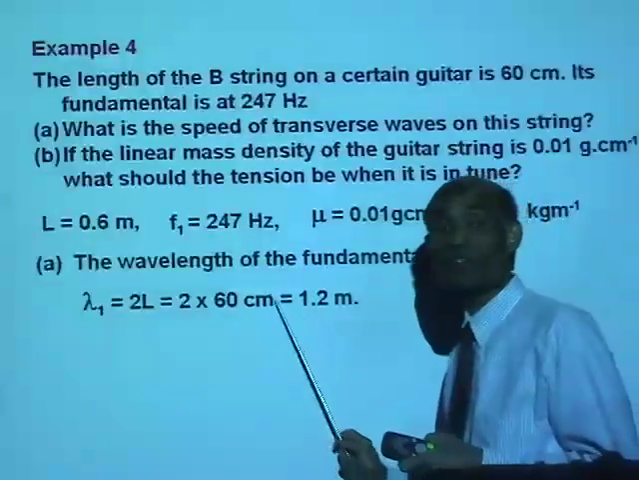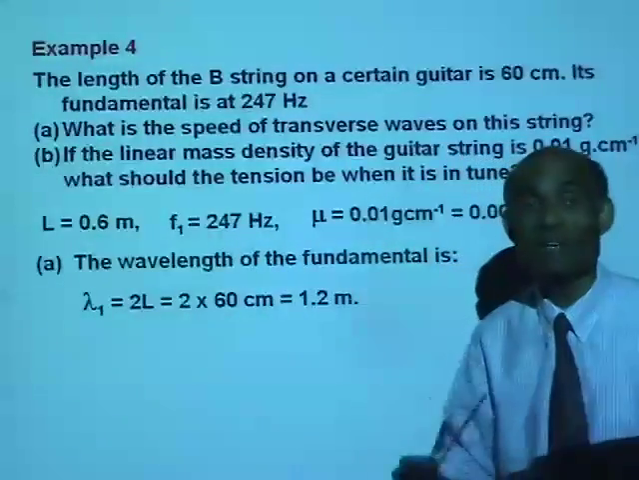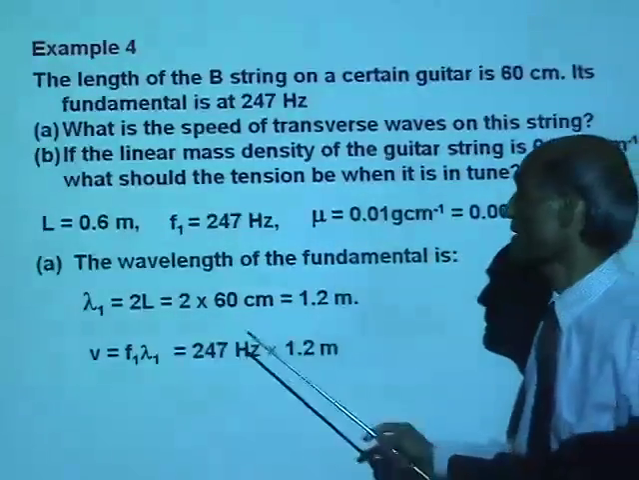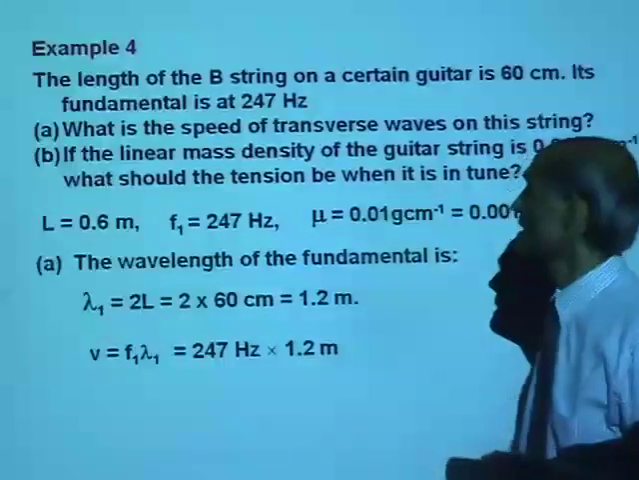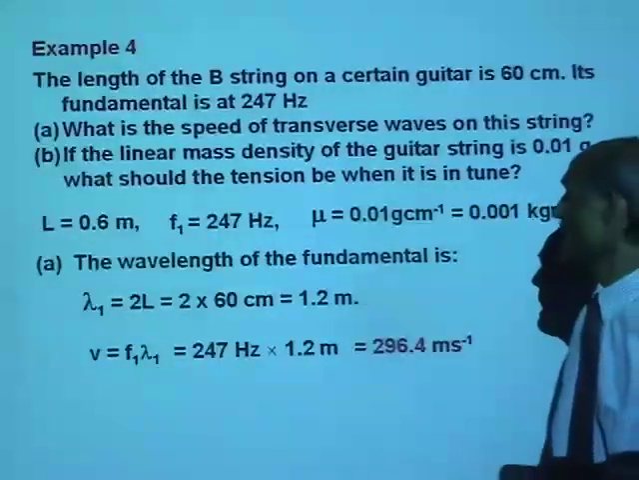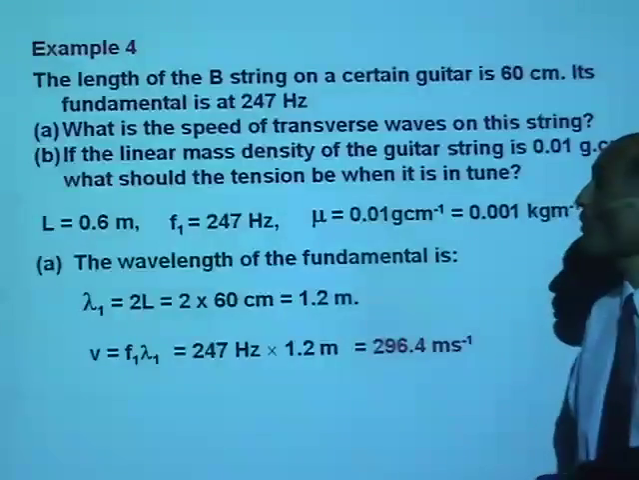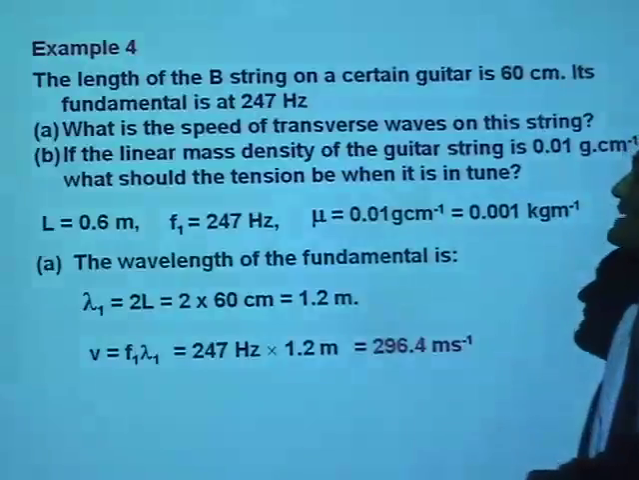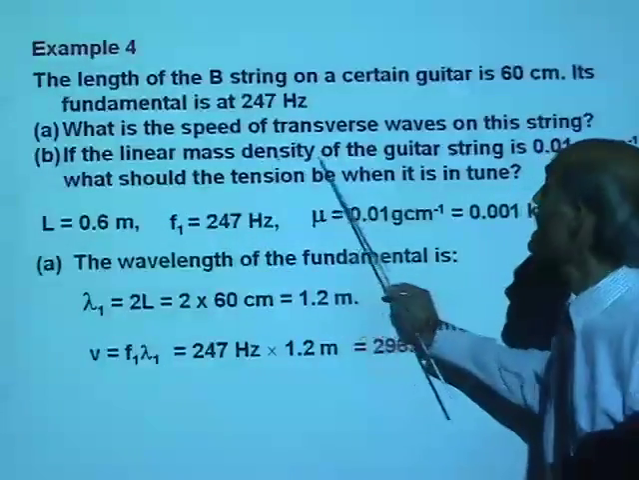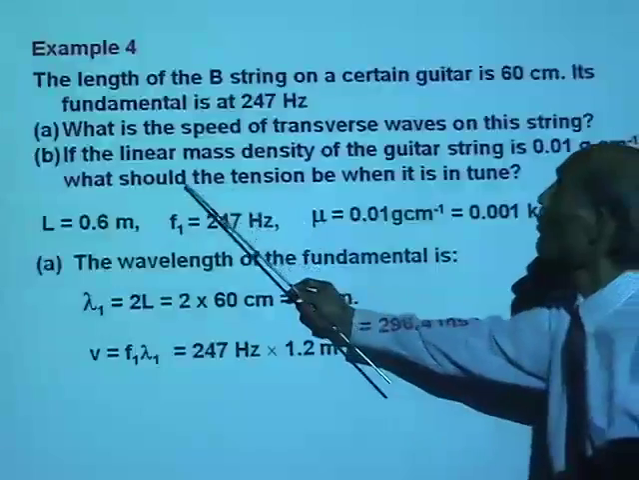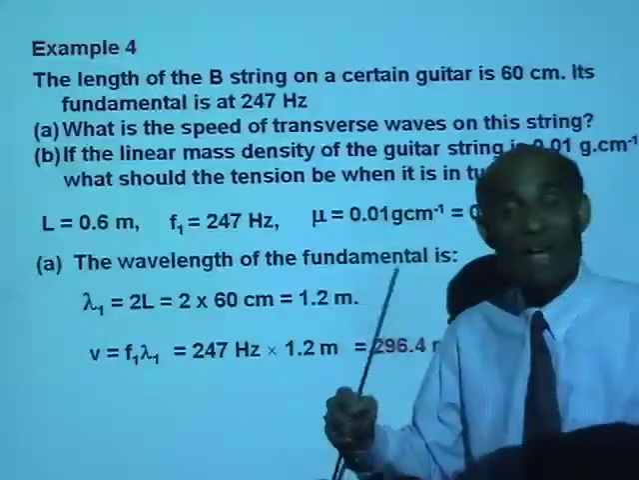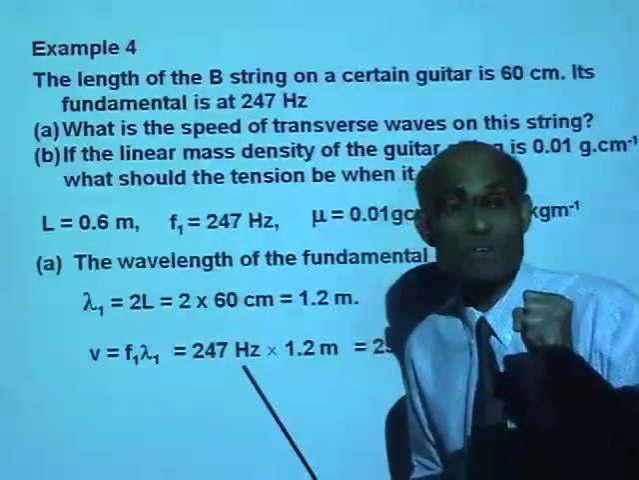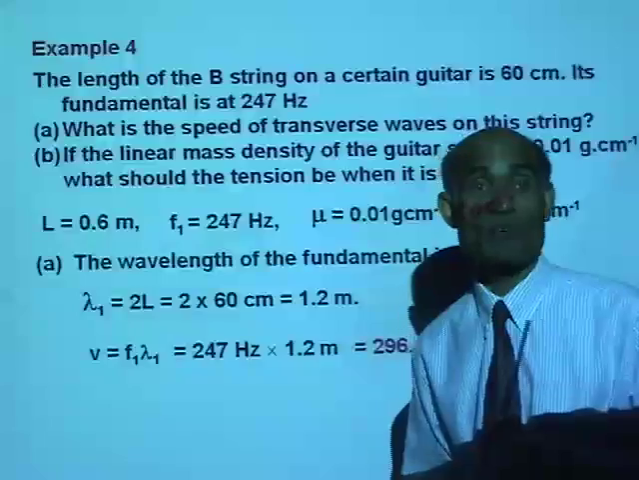Alright, do we have enough information to find the wave speed? Yes. V equals f1 lambda 1, which is 247 Hertz times 1.2 meter. That is 296.4 meter per second, the speed of transverse waves on that string. If the linear mass density is given, what should be the tension when the wire is in tune? If this wire is in tune, what is the tension on that wire?